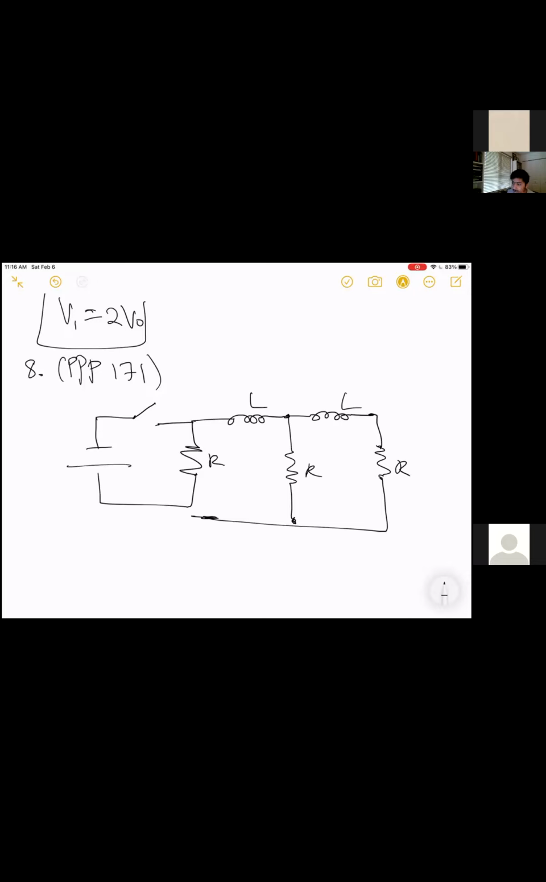So first, the switch S is closed for a very long time. When the switch is closed for a very long time, it means the current is flowing through everything. What happens to an LR circuit after it's flowed for a very long time? After a very long time, the current becomes steady state, and steady state means there's no potential difference across the inductors. Does that make sense? After a long time, there's no voltage difference across the inductors because there's no change in current.